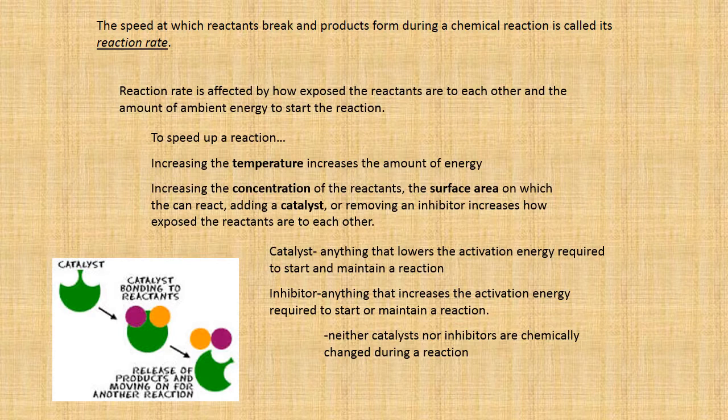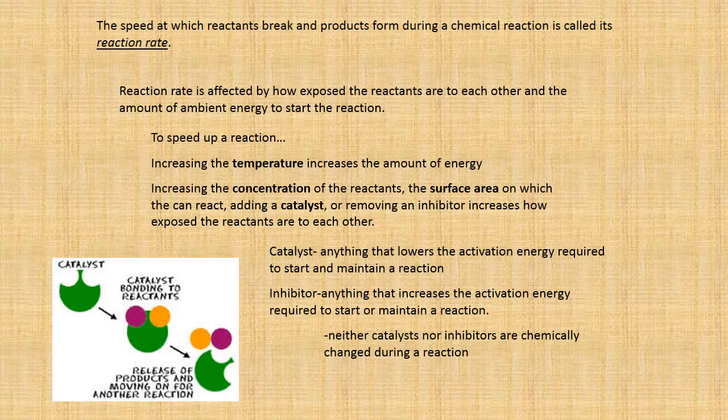Based on this, there are a few things we can do to make reactions happen faster. First, we can increase the temperature, which increases the amount of energy available. Stirring or shaking will do this as well. Second, we can increase the concentration of the reactants. Adding more of them increases the likelihood that they'll interact. We can increase the surface area on which they react, giving them more space to interact. We can add a catalyst, or we can remove an inhibitor. All of these ones will increase how exposed the reactants are to each other.